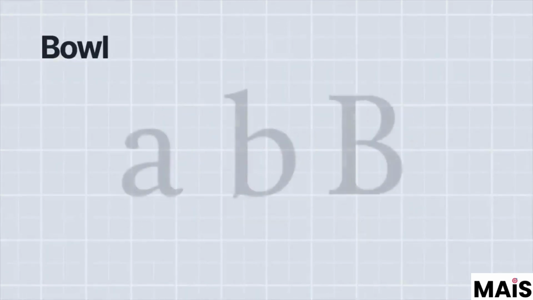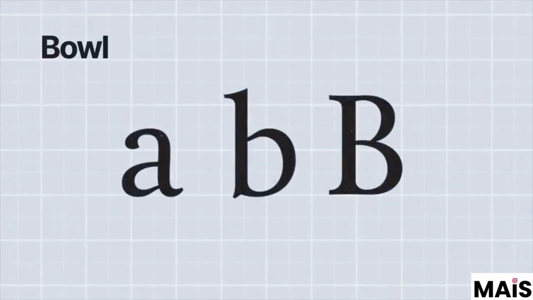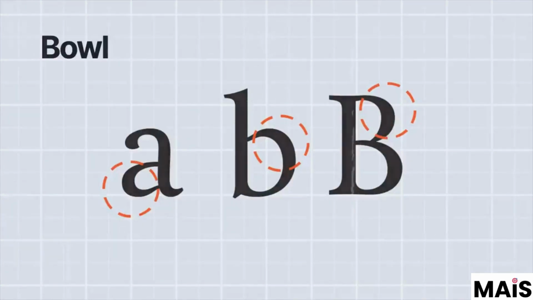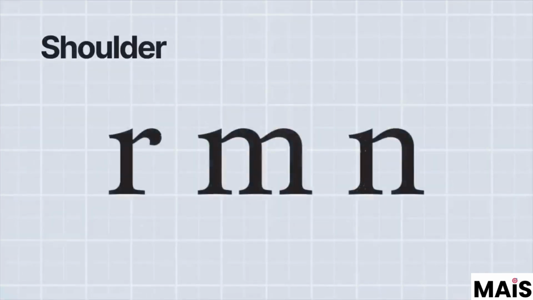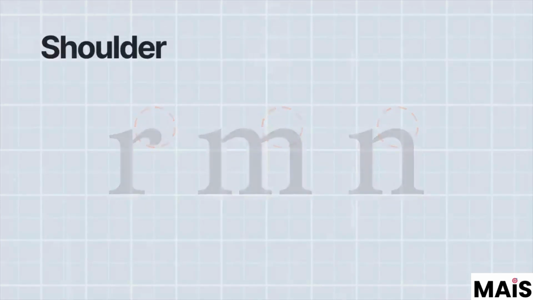Bowl is the curved part of the character that encloses the circular or curved parts, also called counter, of some letters such as lowercase b, d, o, uppercase D, and uppercase B. Shoulder is the round part of a letter such as R, M, or N, all lowercase. This name comes from the fact that it resembles a human shoulder.